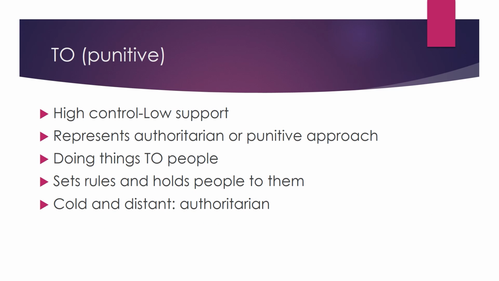Let's begin with 2. 2 involves high control and low support and represents an authoritarian or punitive approach. You're doing things to people by setting rules and holding people to them. 2 is cold and distant, once again being classified as authoritarian.